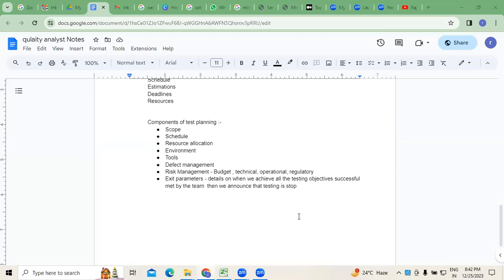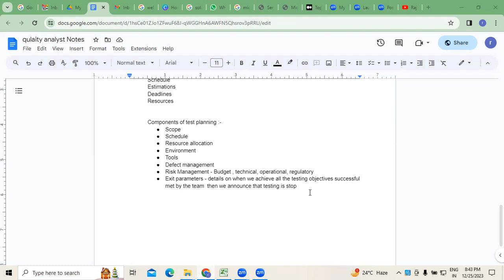So these are the components of testing, right? Test planning, all that. Whenever we want to perform any testing, these are the components we have to focus on: scope, schedule, resource allocation, environment, tools, followed by defect management, risk management, and exit parameters. All of these have to be taken into consideration.